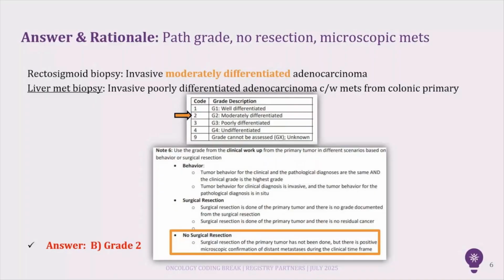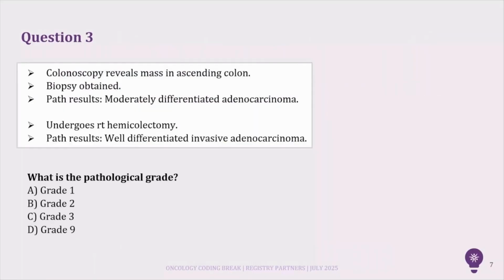Okay, question 3. So now we have a colonoscopy that reveals a mass in the ascending colon. The biopsy shows moderately differentiated adenocarcinoma. The patient undergoes a hemicolectomy, and it shows well-differentiated invasive carcinoma. So how are we going to code pathological grade this time?